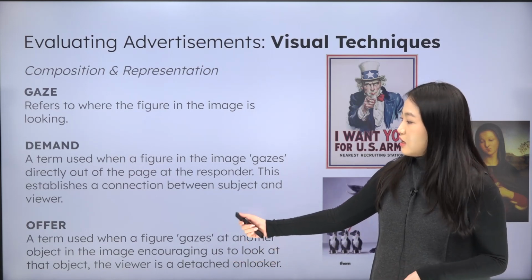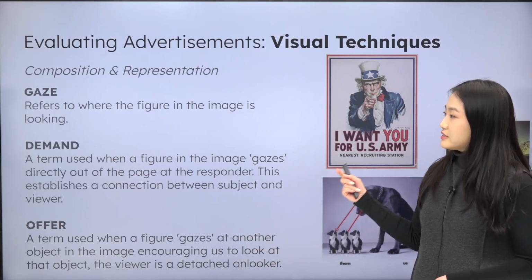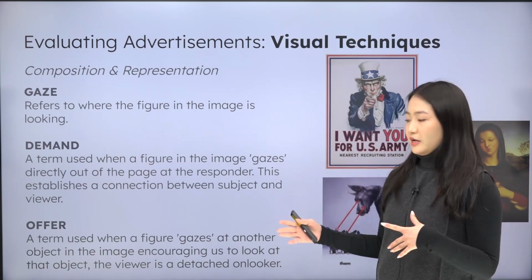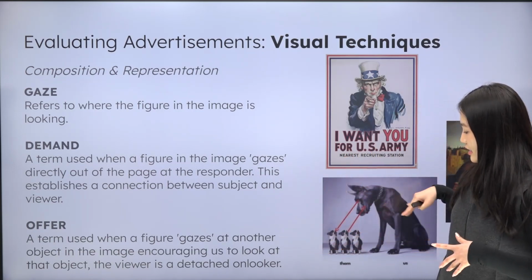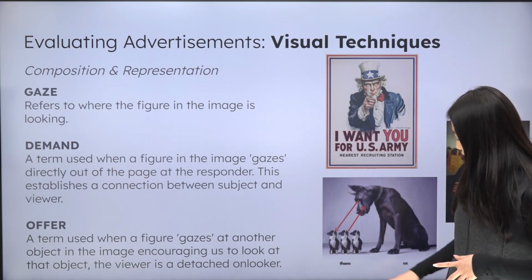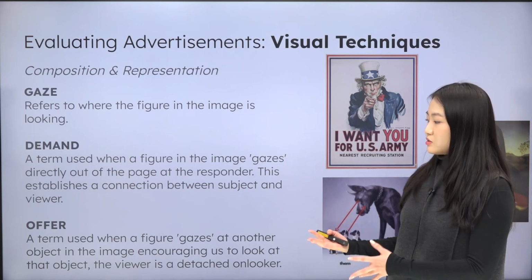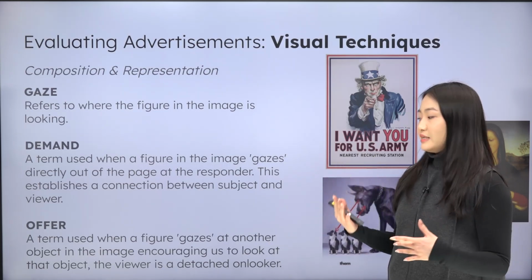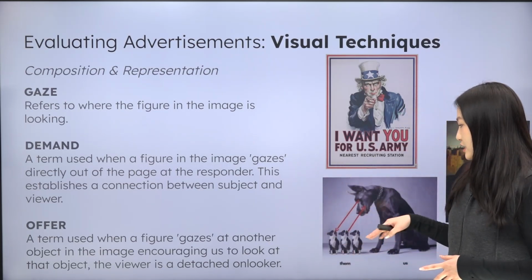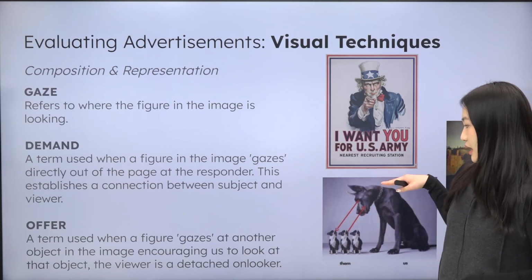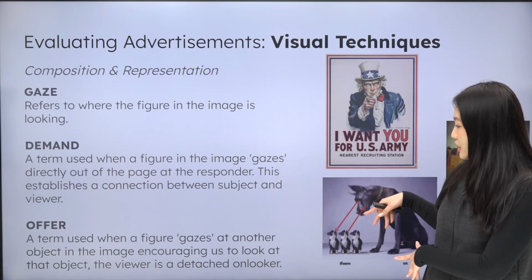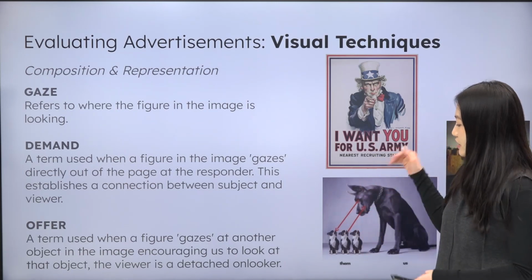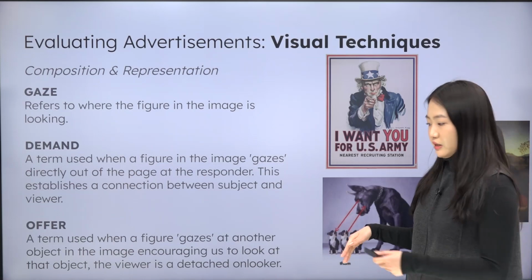Offer is when a figure gazes at not the audience, but at some other object in the page. So if you see this dog here, it gazes down at the puppy. It says us, them, and it connotes a certain type of mood, or it communicates a certain idea. It encourages us to look at that object and follow the gaze of the subject, almost creating an invisible vector.